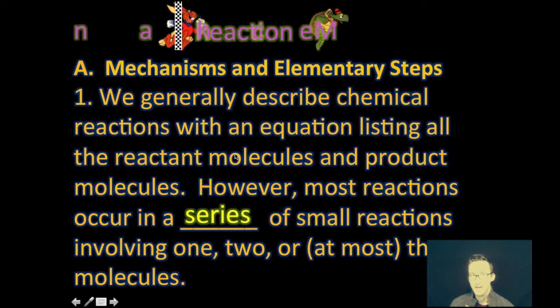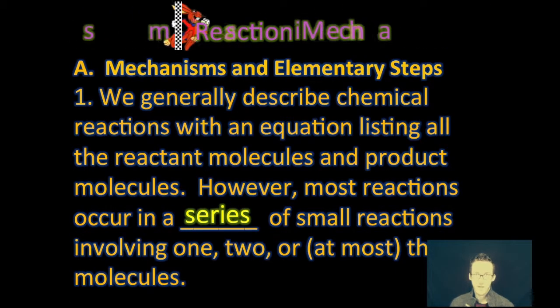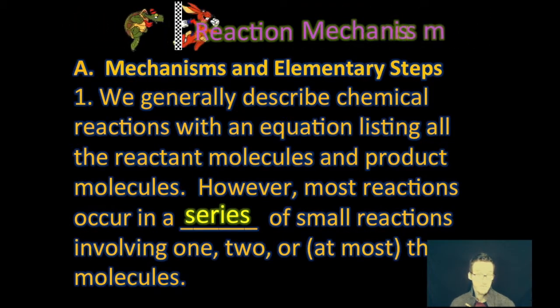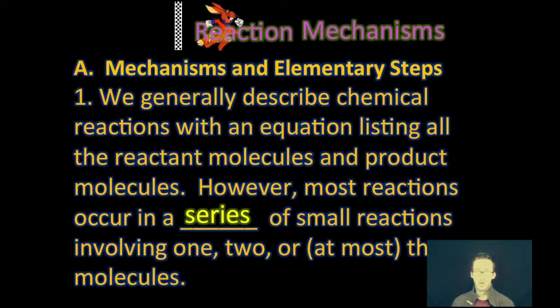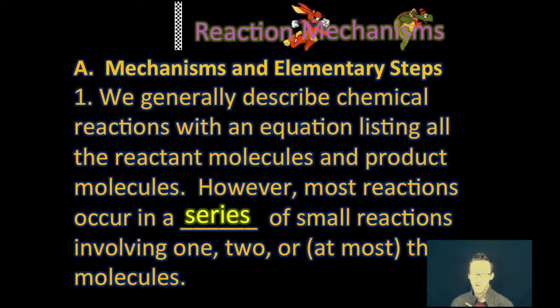Okay, so in general, we typically describe a chemical reaction with an equation that lists all the reactant molecules and all of the product molecules. However, what you may not recognize is that most reactions actually occur in a series of much smaller steps that involve, again, probably 1, 2, or at most 3 molecules.